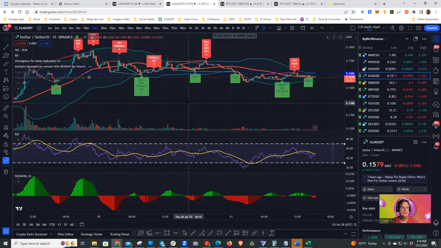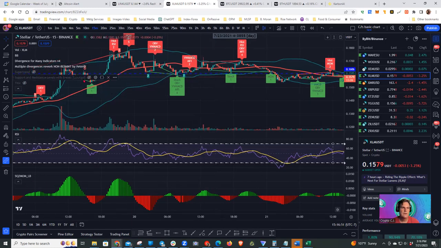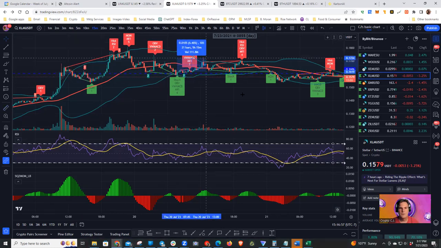It's one of my favorite indicators. Divergence, like it sounds, is when the price action and the indicators disagree, and it does have some predictive value. Look at some of the bullish divergences on XLM. You get this here and then a nice move up. Get in here, you know, 6% move.